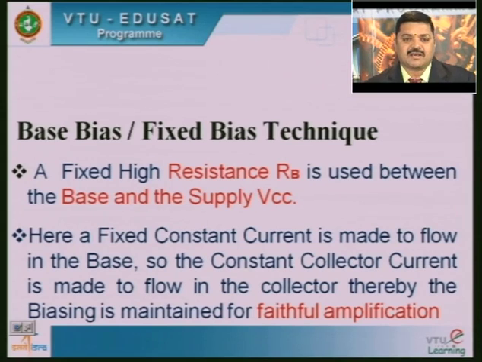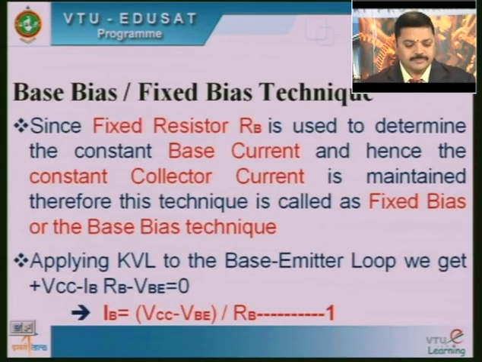Here a fixed constant current is made to flow in the base region, so that a constant collector current is made to flow in the collector, thereby the biasing is maintained, so that we get a faithful amplification. Since the fixed resistor RB is used to determine the constant base current, and hence the constant collector current is maintained, this technique is called the fixed bias or the base bias technique. Now, let us go back to that circuit.